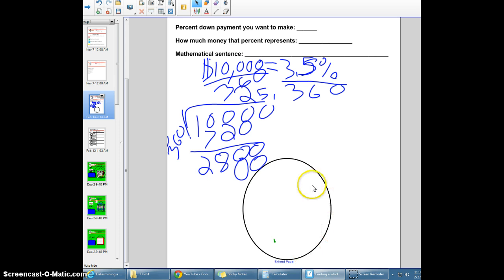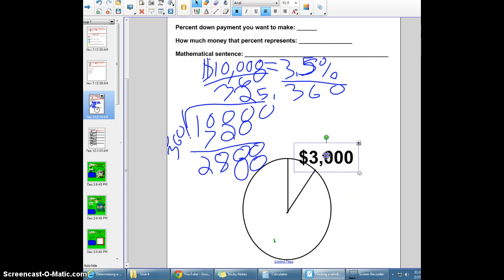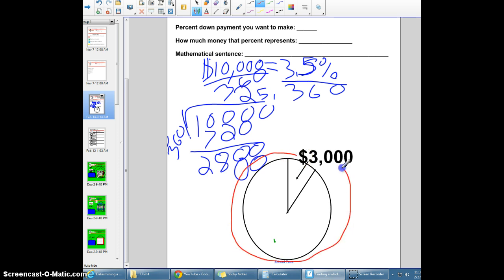If this circle represents the whole value, and this part represents, I don't know, let's say $3,000. What I'm asking you to solve for, boys and girls, is what does the entire circle represent? If this part is $3,000, what is the entire circle?